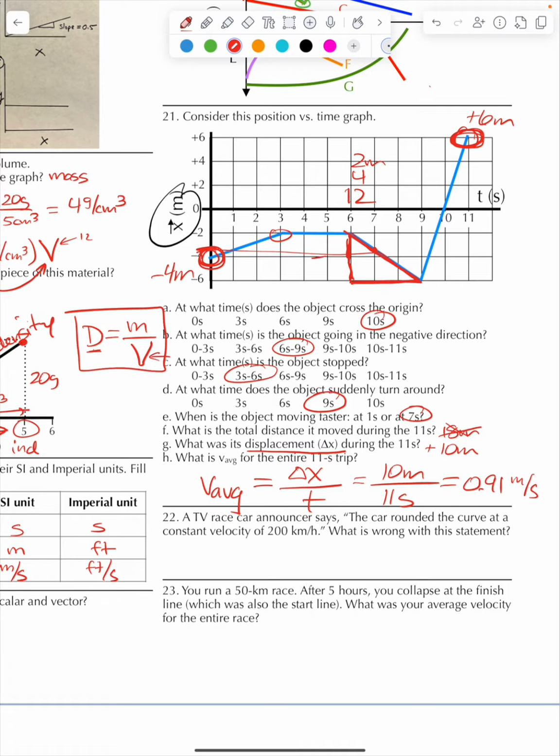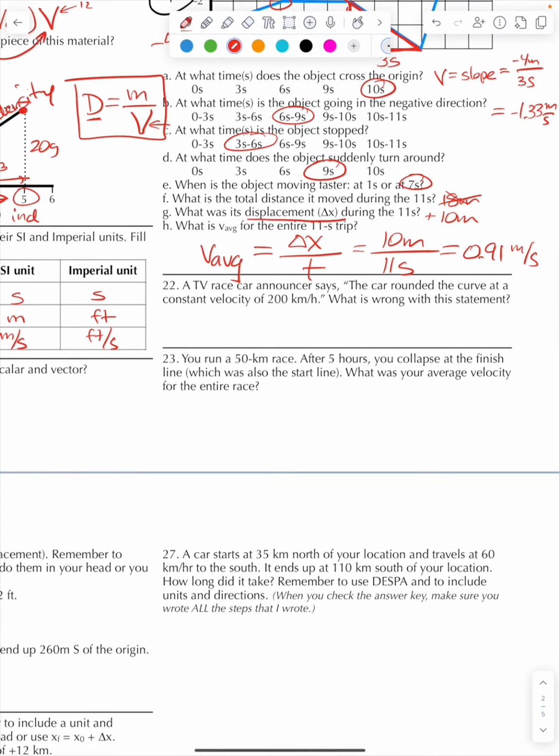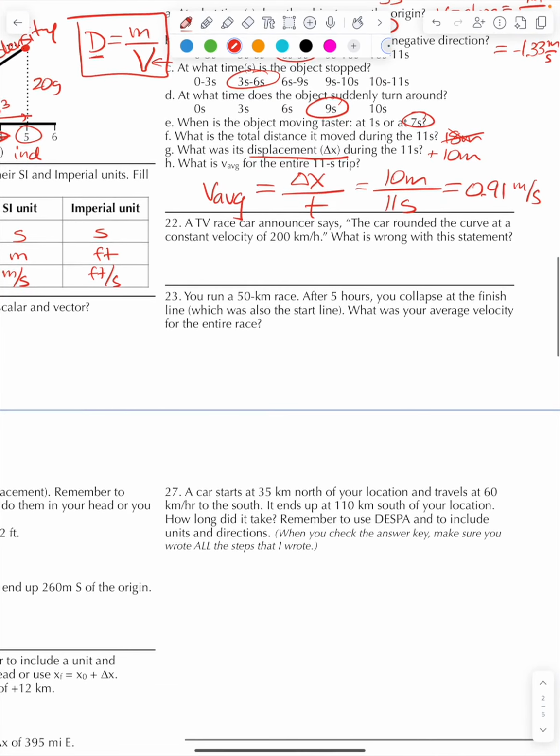So my rise, or in this case a fall, is -4 meters, right? And my run is 3 seconds. So the velocity, again, is going to be your slope of a position graph, which is your rise, -4 meters, over your run, 3 seconds. So it's -1.33 meters per second. So that wasn't on here, but make sure you know how to do that. Please, please, please. I'm not positive it's going to be on there, but it's something that we like to ask.